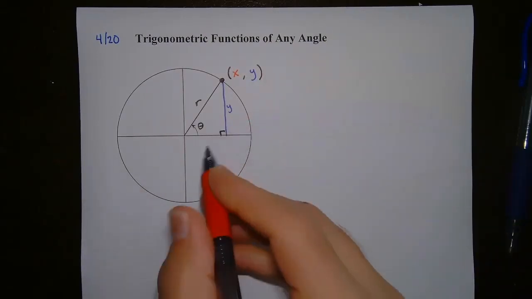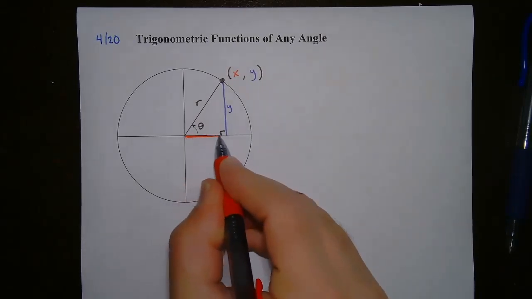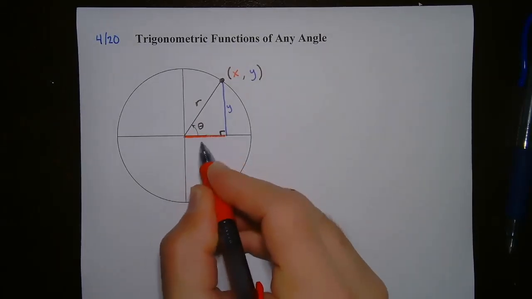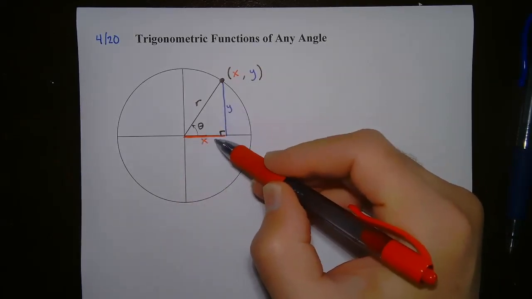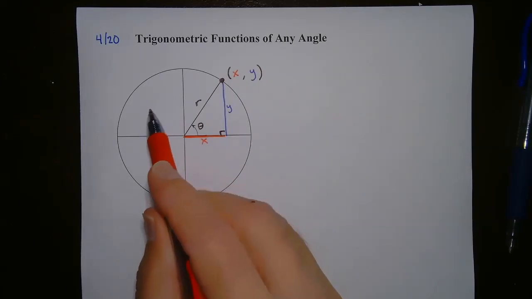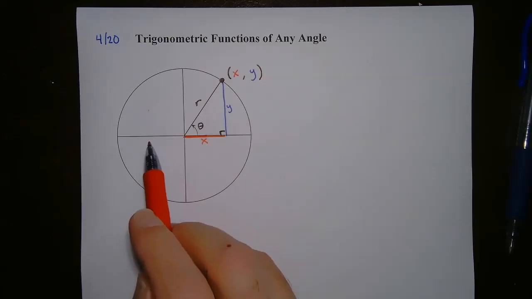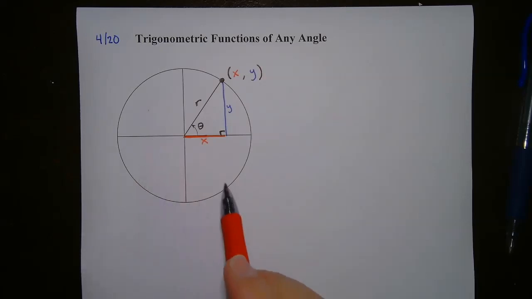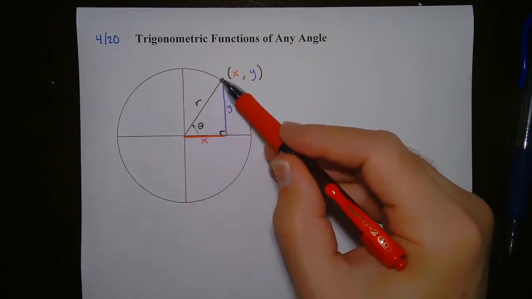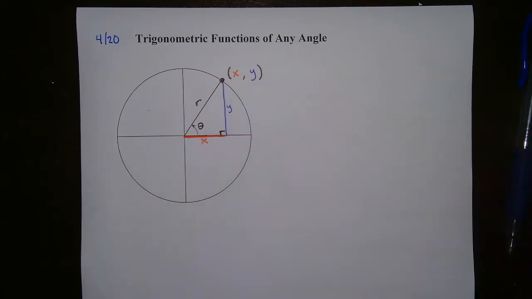This horizontal leg right here is my x. In the first quadrant, my x is positive. In the second quadrant, my x would be negative. In the third quadrant, my x is negative. In the fourth quadrant, my x is positive. And this r, my radius, is always positive because it's a length.